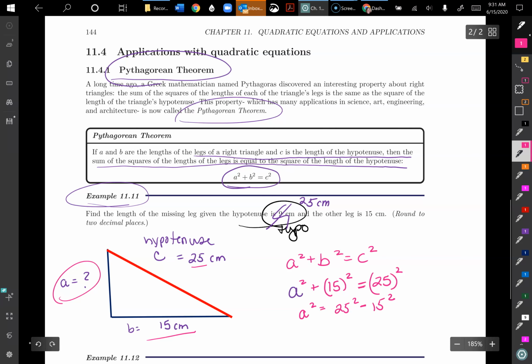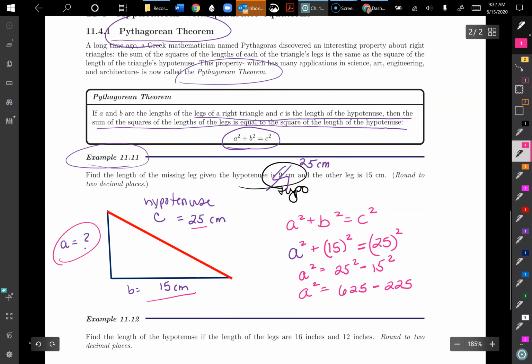Now, don't be tempted to just add those together or subtract those and square it. You have to be a little more careful than that. What we're going to do is calculate out. So we have A squared equals 25 squared. 25 squared is going to be 625. And then 15 squared is going to be 225. So now 625 minus 225 is 400.